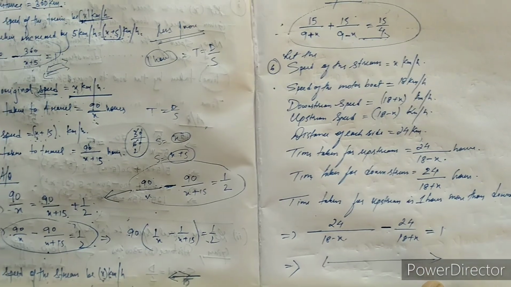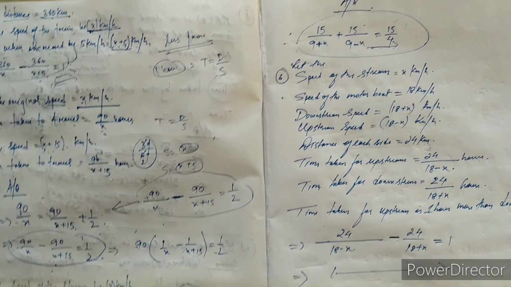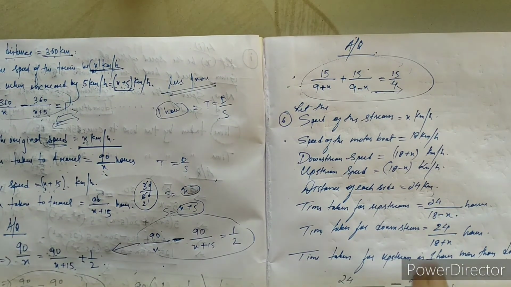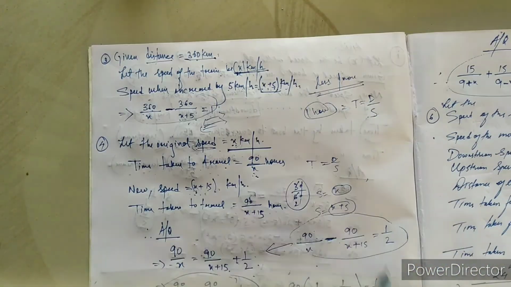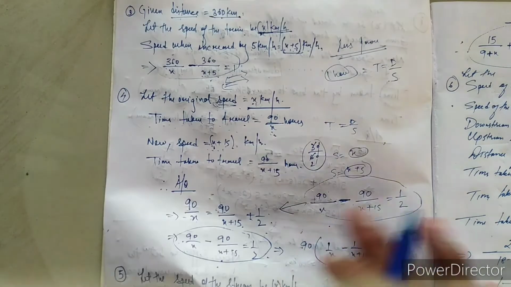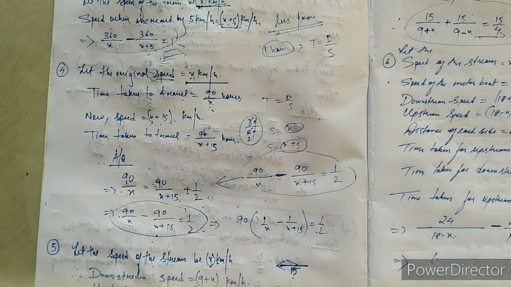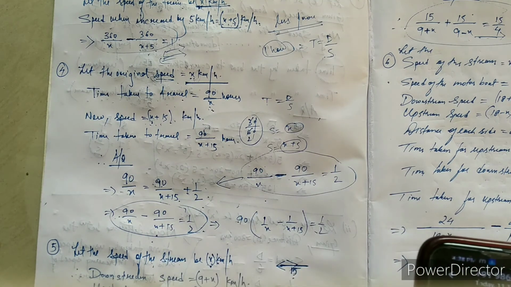I hope everything is fine. I've explained all the questions here. Number 6 is done, 5 is done, 4 is done, 3 is done, 2 and 1. That's all for today, and I'll try to solve more questions tomorrow. If you solve all these questions, it will take more than an hour, because the calculation might be long.